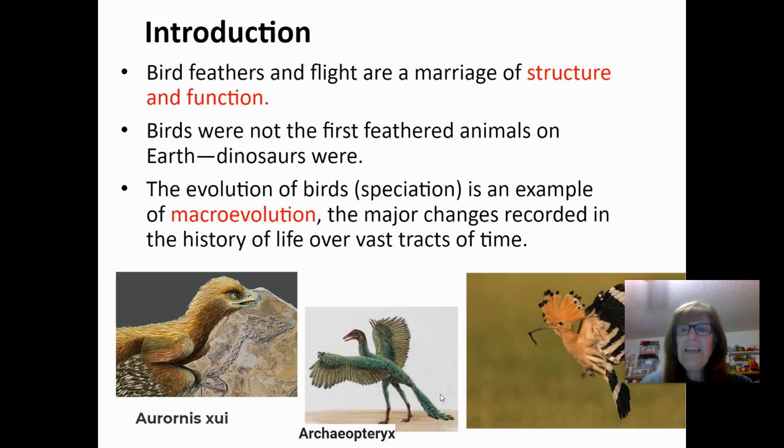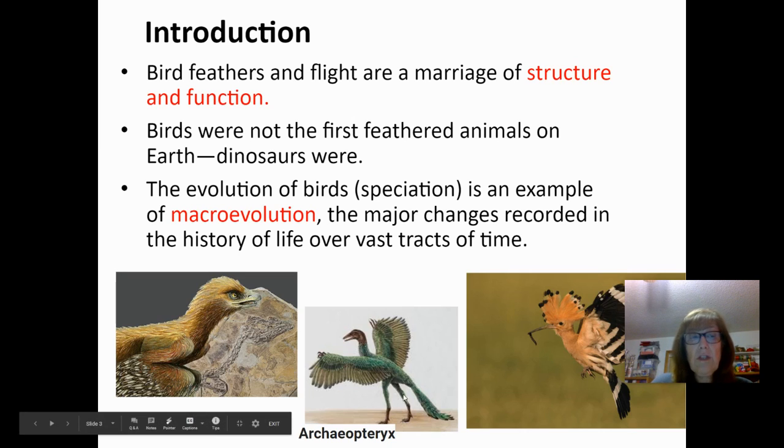So, bird feathers. That's where we're going to start. Bird feathers and flight are really a marriage in structure and in function. Birds were not the first feathered animals on Earth. Actually, dinosaurs were. Although I must say it's interesting because the oldest bird fossil that's ever been found was actually found in 2013, and it was found in northeastern China and is dated about 160 million years old.